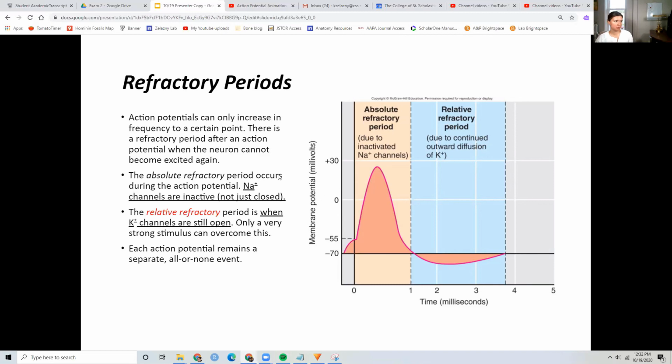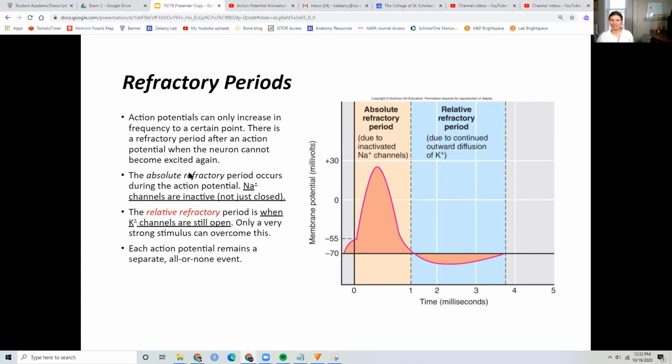Okay. So first, we have our absolute refractory period, where we cannot send off another action potential. Important to note here is that we can't send off another action potential when we're not done with the first one. Our absolute refractory period is occurring during the action potential, because at the end of our action potential, our sodium channels are inactive. They're not just closed. At the end, we'll have this inactivation gate closed.